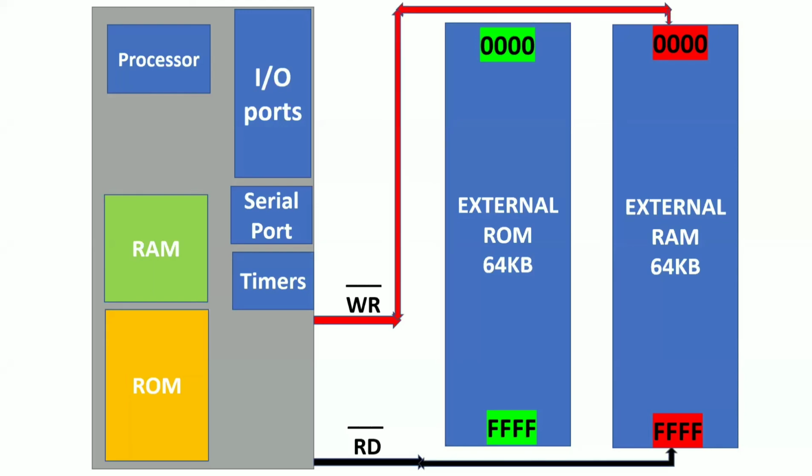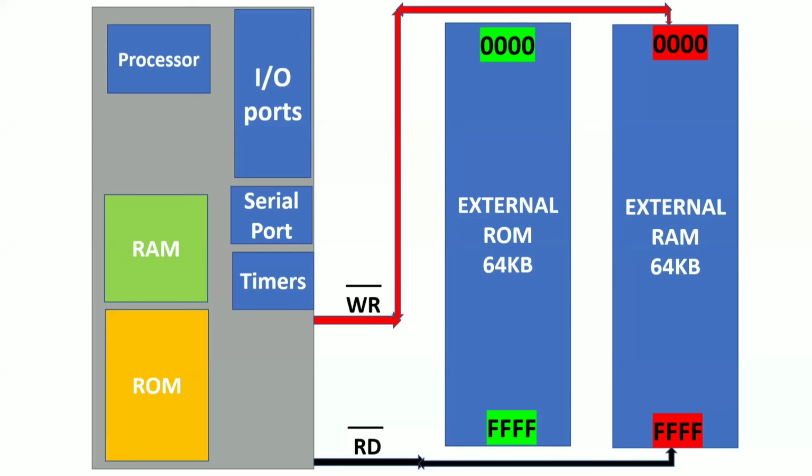Now you got a question: sir, how can I read the data from the ROM? Can I use the read bar signal which I am having? You cannot use that read bar signal here. Why? Because if the external ROM and external RAM share the same read signal, and the microcontroller generates the read bar signal, read bar equals 0, the microprocessor is in a confused state about whether to read data from ROM or RAM, because the same read signal is given to both. That's why the ROM and RAM do not share a common read signal.